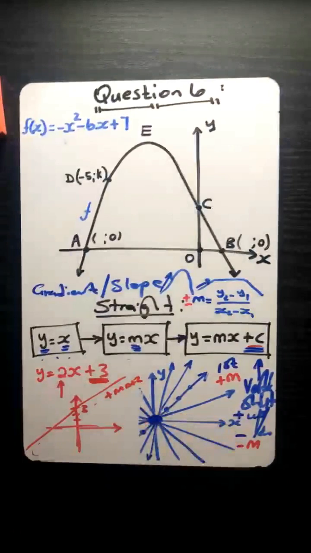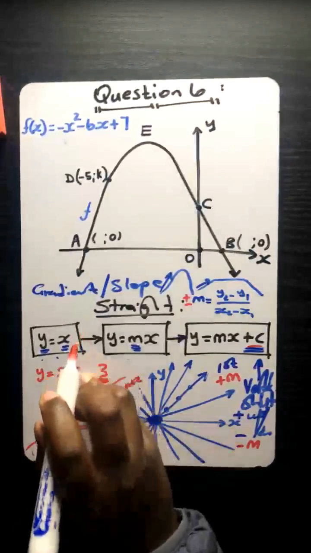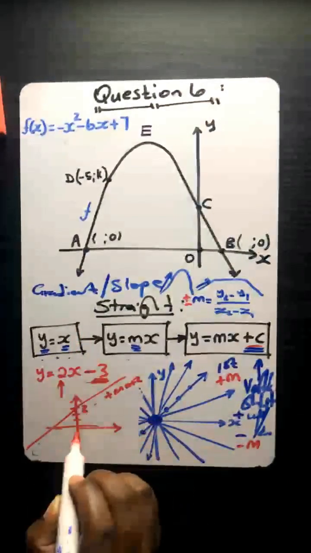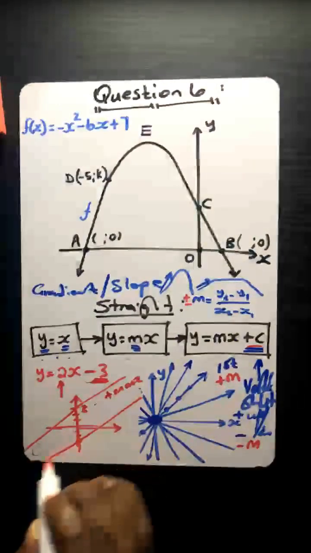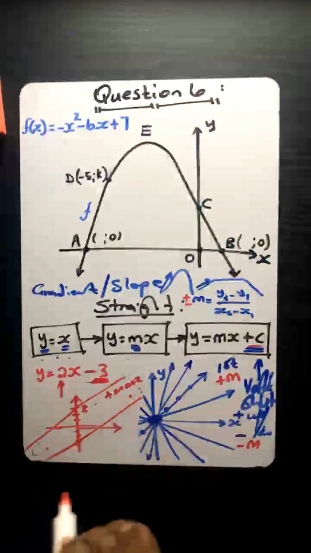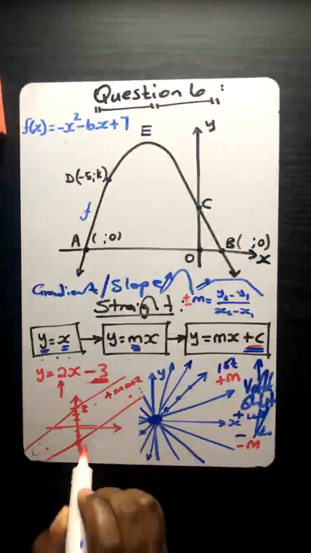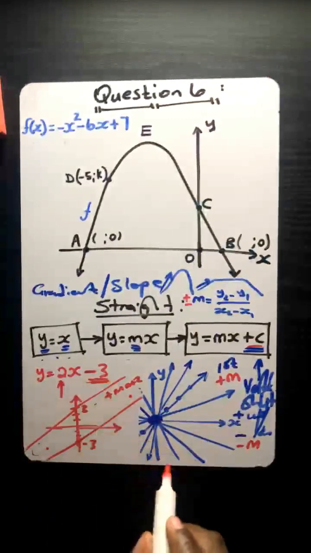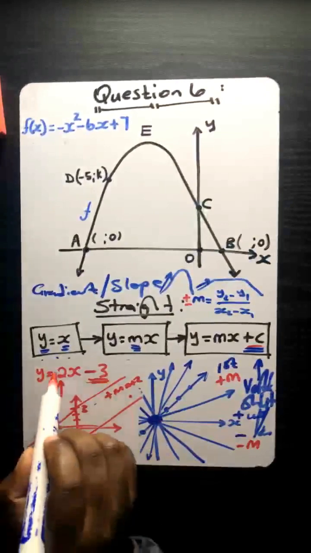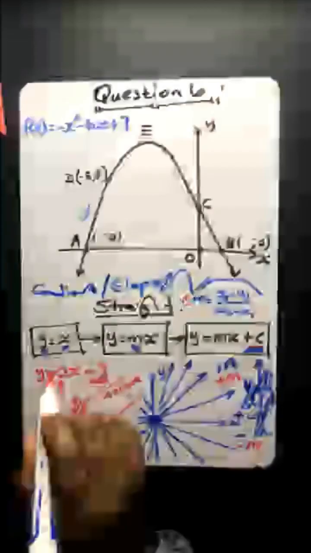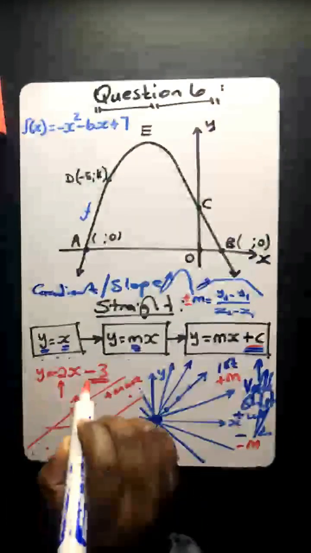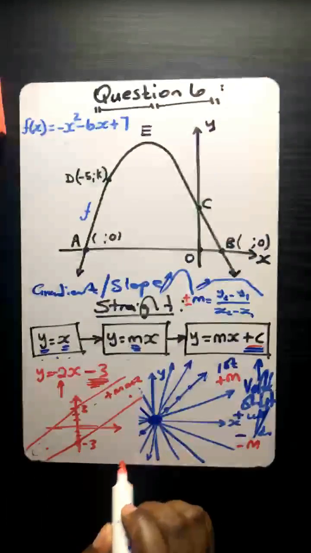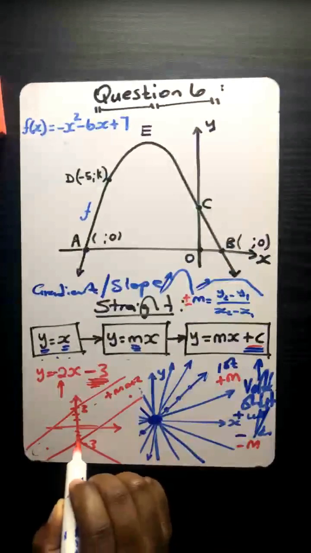Again, it may be negative 3, which means it has shifted by 3 units downwards, still having a positive gradient, ending in the first and third quadrant, but most importantly, passing through negative 3. The moment we say negative 2 there, that means the gradient is negative 2, ending in the second and fourth quadrant, most importantly, shifted by 3 units downwards, which means it is going to look like that.